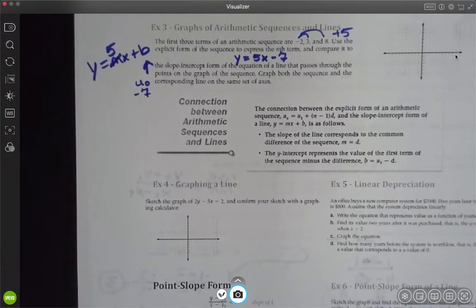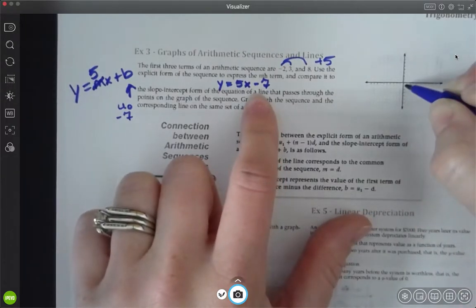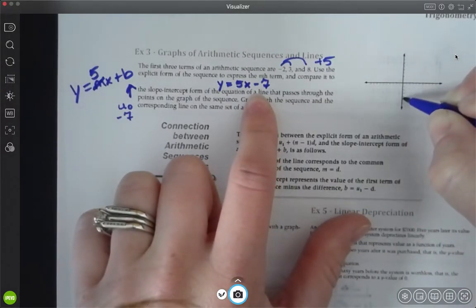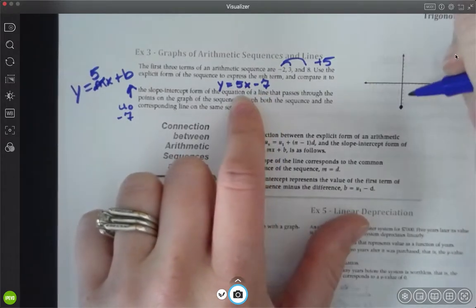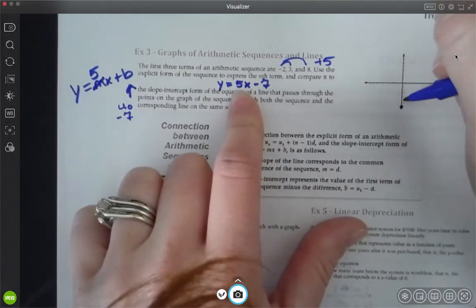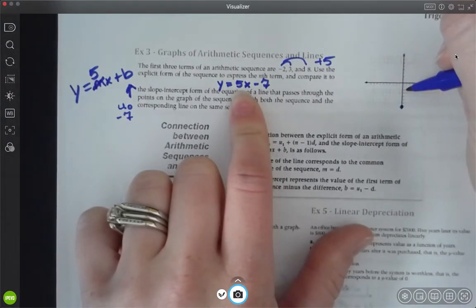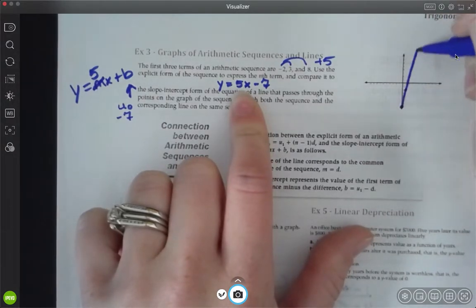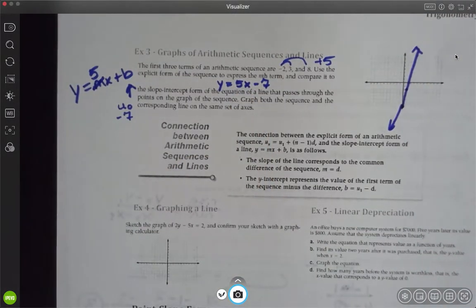If I graph it, that means I start at negative 7. 1, 2, 3, 4, 5, 6, 7. Then 5 is my slope, so I go up 5: 1, 2, 3, 4, 5. And which way do I go over? To the right one, okay? If you instead accidentally go to the left one, your line is going to go down. But our slope needs to be positive, so that's the way it goes, okay?